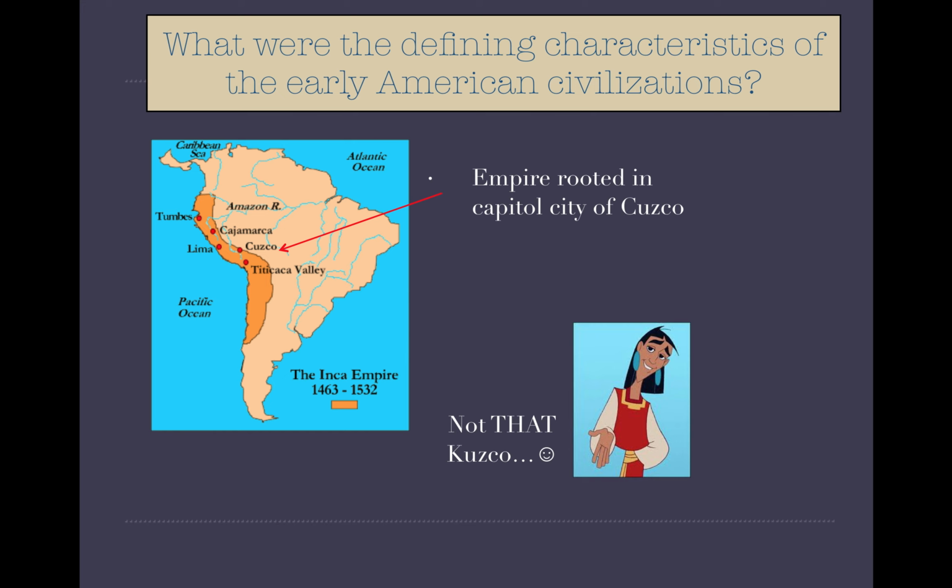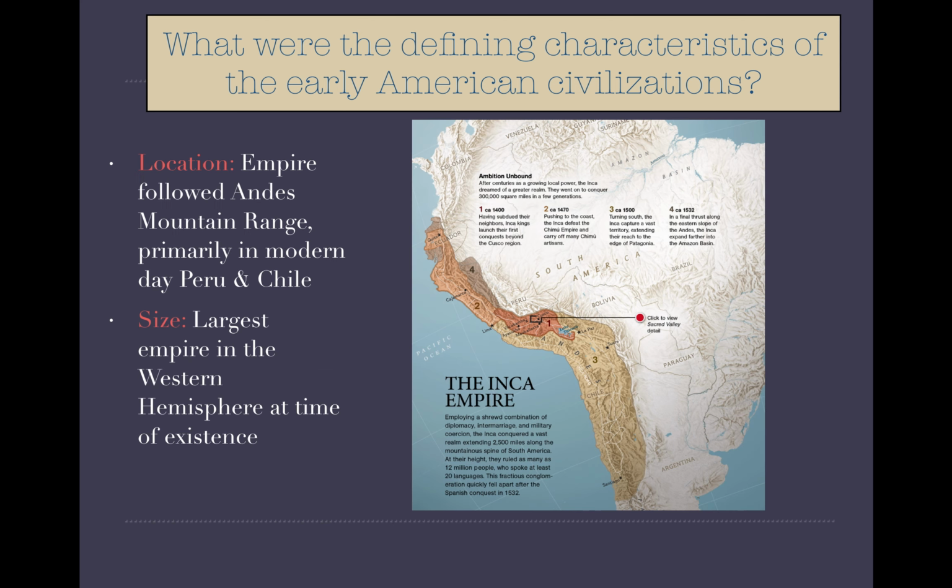Their empire was rooted in the capital city of Cuzco, not that Cuzco, but Cuzco here. And the physical location of the Inca followed the Andes mountain range. So they primarily went through modern-day Peru and Chile, but the empire extended a little bit into Ecuador as well, and a little bit into Bolivia. But the primary countries would be Peru and Chile. The Andes mountain range follows that exact same geographic location. And the Inca were, in fact, the largest empire in the Western Hemisphere at the time of their existence.